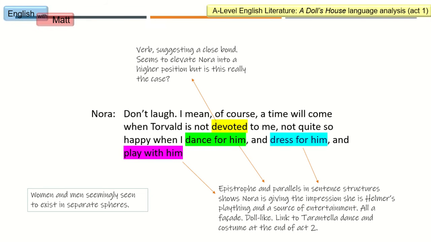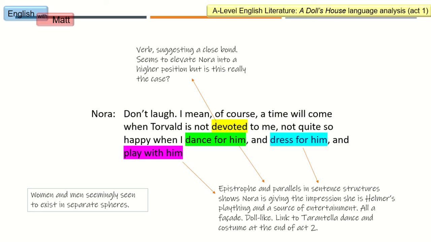Going forward into Act 1, this is a conversation, or part of a conversation, that Nora has with Mrs. Lind, or Mrs. Linde, as some people pronounce it. And she says that, of course, there will be a time when Torvald is not so devoted to me. And we've got this epistrophe. So epistrophe is when you have repetition at the end of sentences, or in this case, at the end of clauses of sentences. So we've got that repetition of "for him" at the end.